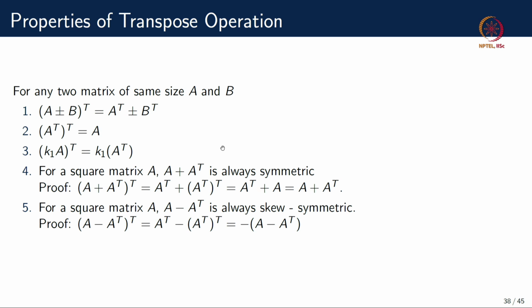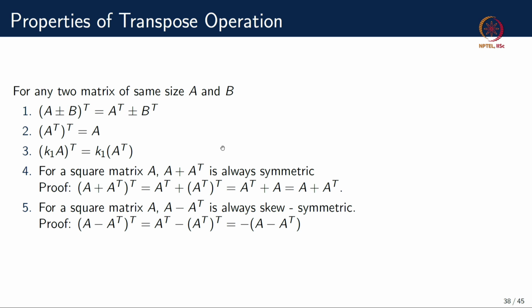The transpose of a scalar multiple of a matrix is equal to the scalar multiple of the matrix transpose. That is, transpose of k1 A is equal to k1 multiplied by A transpose. For a square matrix A, A plus A transpose is always symmetric. Similarly, for a square matrix A, A minus A transpose is always a skew symmetric matrix. The proof is given below.